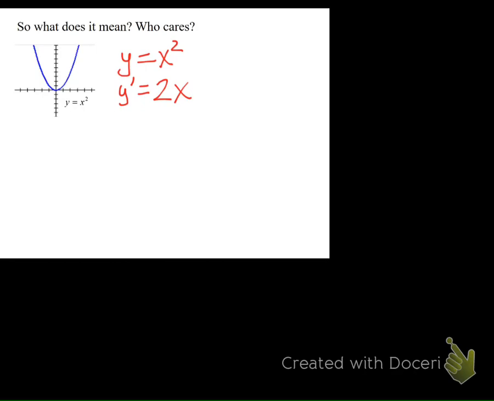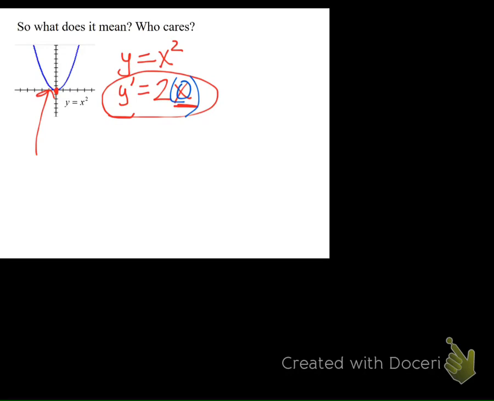I want you to think of the derivative as a formula for the slope of this curve, but it's waiting for me to tell it where I want the slope to be calculated. So, what is the slope at this spot right here? Well, that's an x of 0, so I would have to plug in a 0 for x.